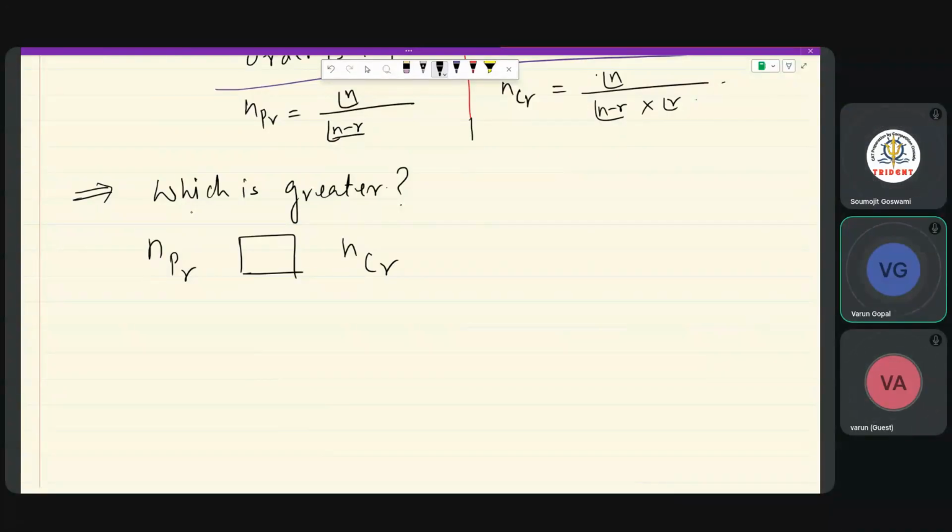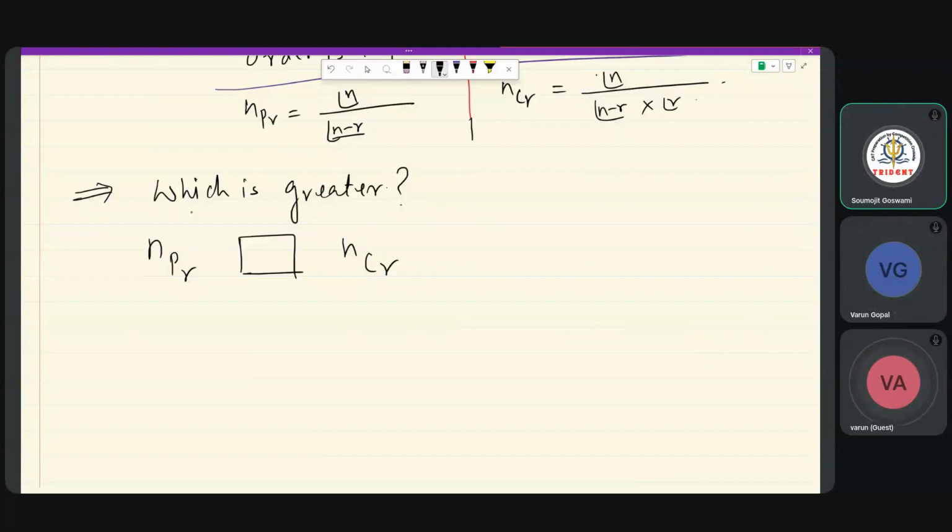And reason, Varun Gopal? Reason? Yes, NPR is, if we take 16P2, 16 into 15, and 16C2, 16 into 15 by 2. So probably that. Guys, now this is what I call a good student. Logic, ekdam pinpointed logic. This is good.